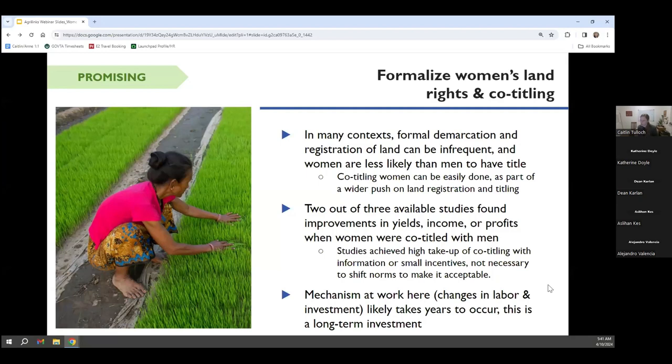So we would want people to think about co-titling, formalizing women's land rights. I would almost call it a no regrets policy if it can be done in such a straightforward manner, and for very basic equity reasons, this makes sense. But it's unlikely to be immediately transformative and immediately or uniquely contributing to big growth in income. It's one part of a really useful package, but it's going to be one of the parts that takes longer to achieve change.